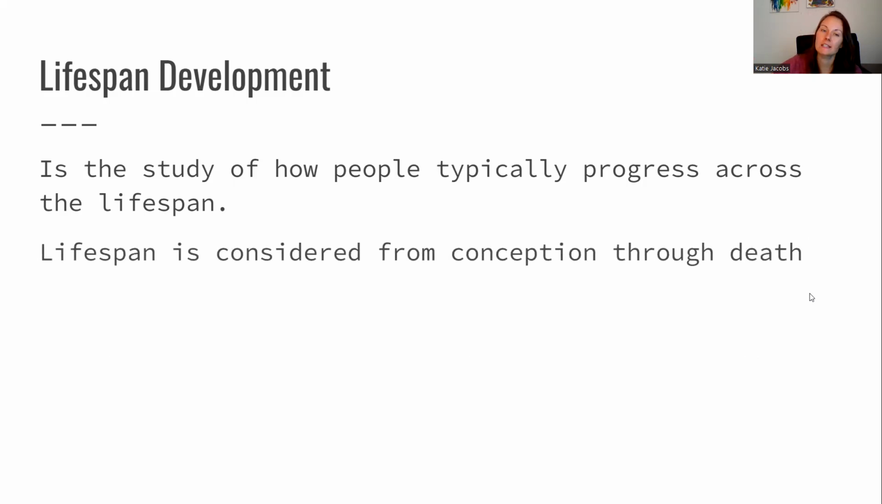So lifespan is considered from conception all the way through death, and that is huge. So we're gonna have a ton of content that we're covering in this class. And so sometimes that can be overwhelming, but it's beautiful and it's fun. And we're gonna learn about so many different things. So if you think about your life from the moment you're conceived all the way through the future when you die, there's so many different things that we go through, right?